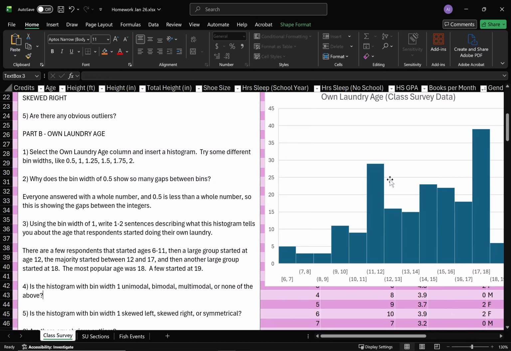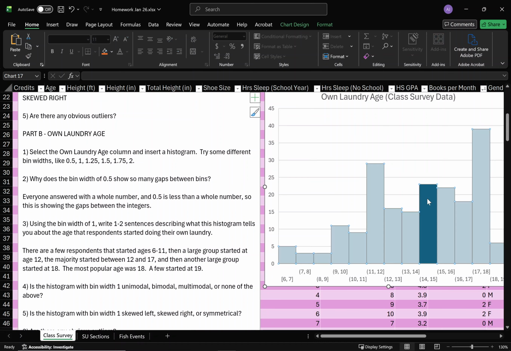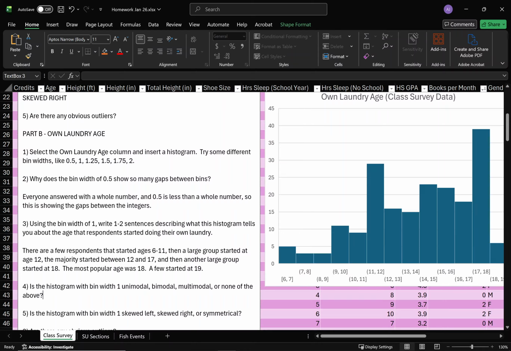Okay. Oh, maybe, you know what? Maybe this is coming from starting high school. Did some people start right around when they started high school? Maybe. I don't know. Okay. Bimodal is probably the closest match.